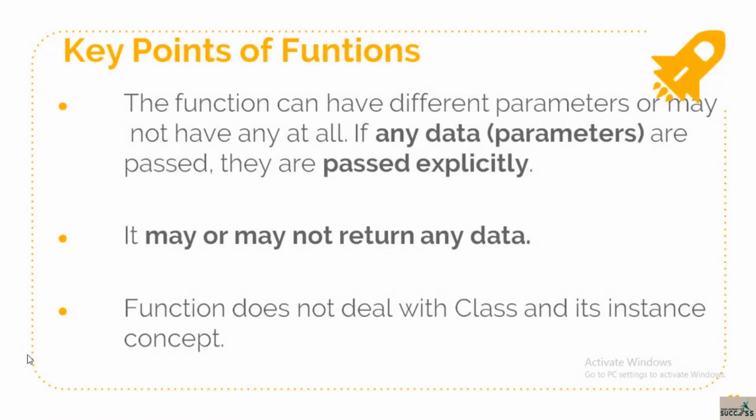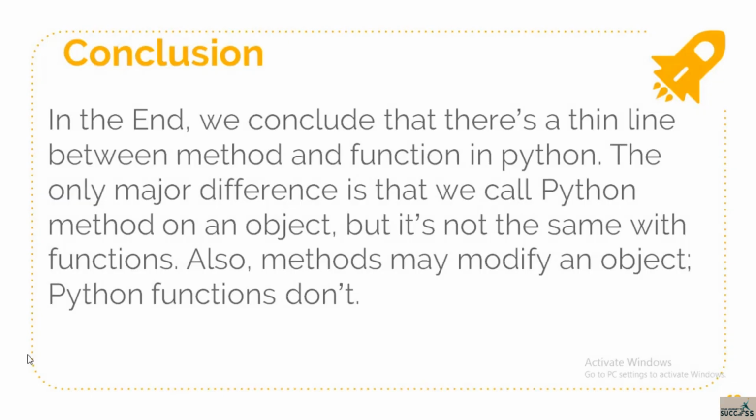So the key points of functions are that functions can have different parameters or may not have any at all. If any data are passed, they are passed explicitly. It may or may not return any data. And a function does not deal with classes and its instance concept.